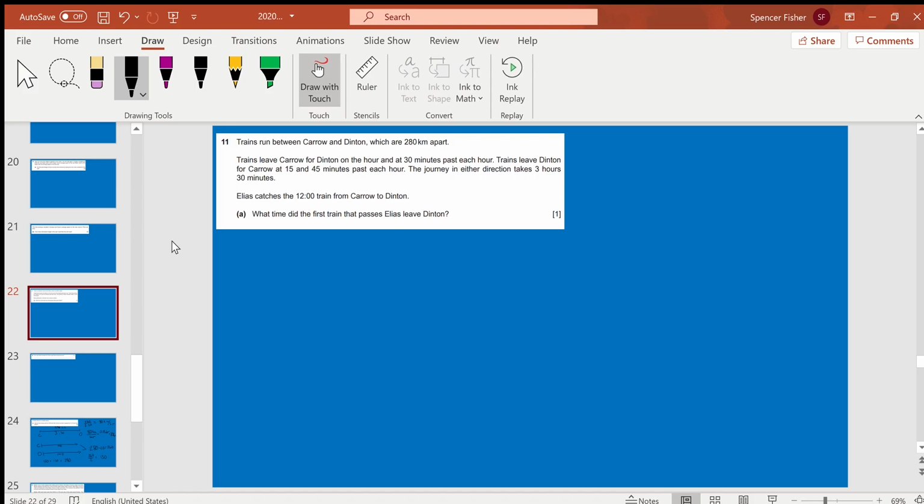Alright, here we are at 11. So I'm going to do 11A and B together, and then I'll do 11C separately. So we have a train that runs between Carrow and Dinton, which are 280 kilometers apart. Now, what I'm always going to recommend whenever you see a setup like this, always sketch it out. There's no reason to not. The worst thing that happens is you don't use it.